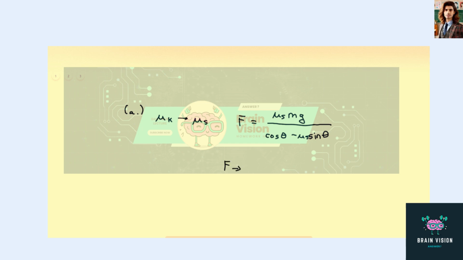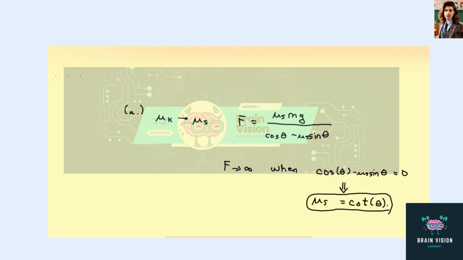Now, F goes to infinity. The force required goes to infinity when the denominator of this expression goes to 0. So when cosine theta minus mu s sine theta is equal to 0. Solving this for the coefficient of static friction gives a value of cotangent of theta, and that is the value that they're looking for, and that's the final answer.